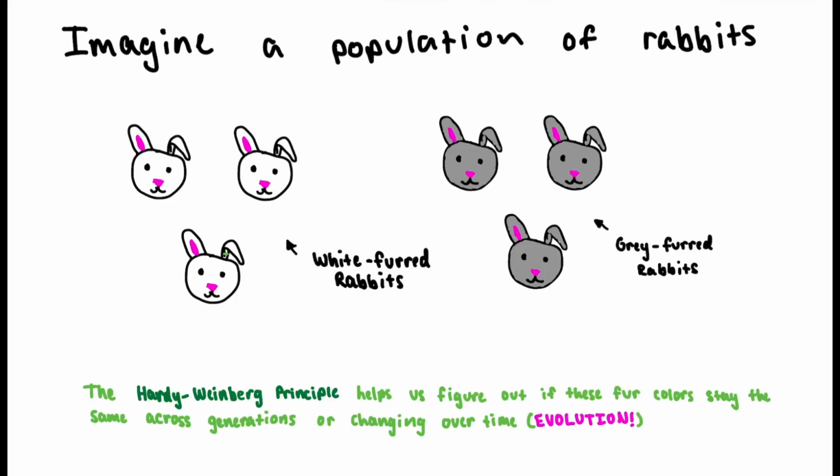Imagine a population of rabbits. Some of these rabbits have white fur and some of these rabbits have gray fur. The Hardy-Weinberg principle helps us figure out if these fur colors stay the same across generations or if they change over time due to evolution.